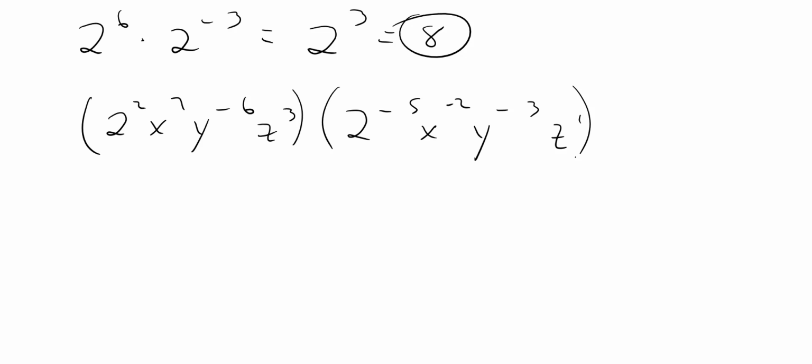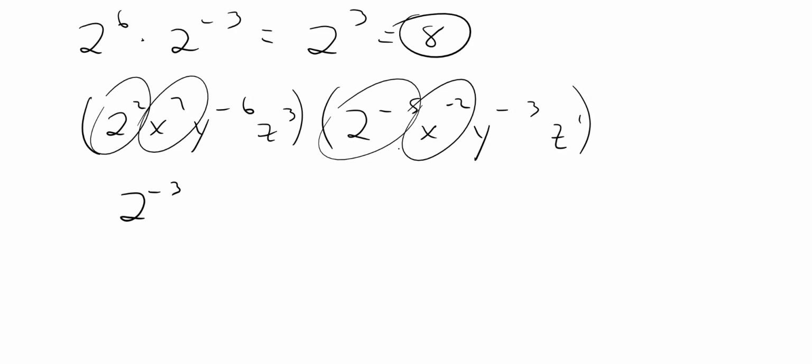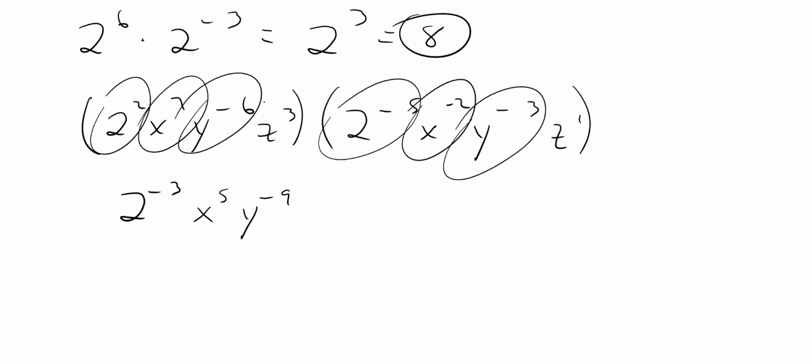So basically I have the 2 squared and the 2 to the negative fifth. So 2 minus 5 is negative 3. So 2 to the negative 3 power. X to the 7 times x to the negative 2. 7 minus 2 is 5. So x to the fifth power. Y to the negative 6, y to the negative third, that's y to the negative ninth. And z cubed, and z to the 1 is z to the fourth.